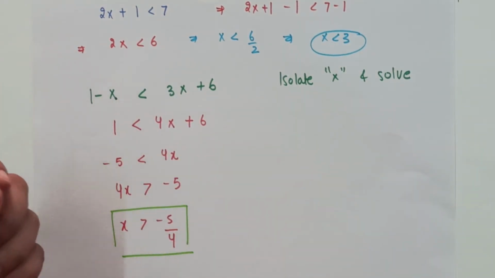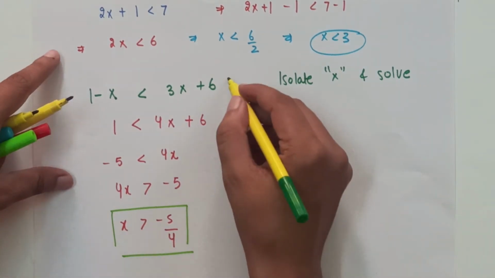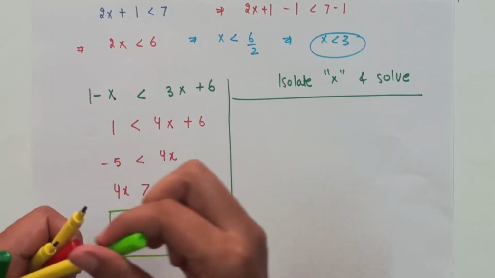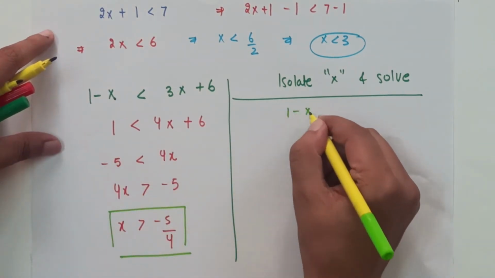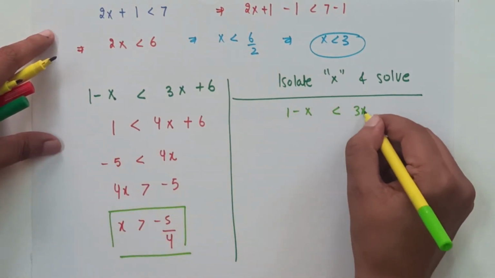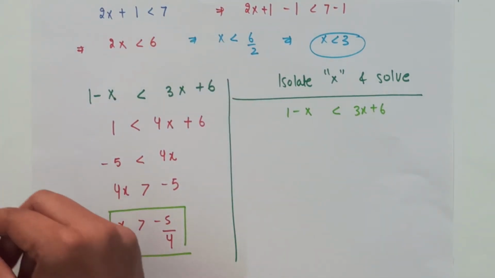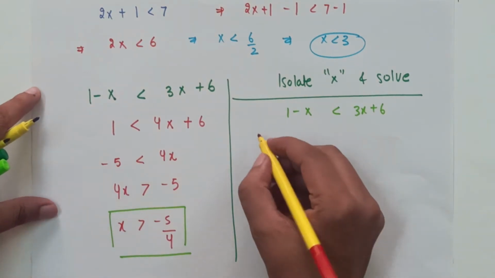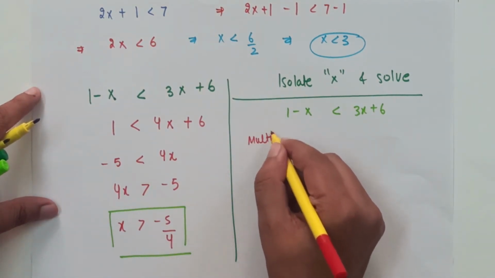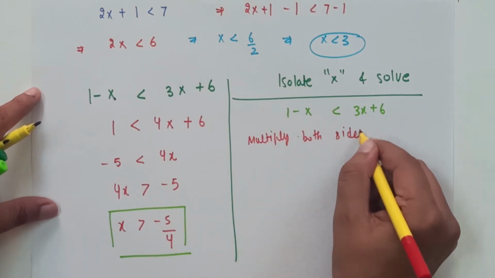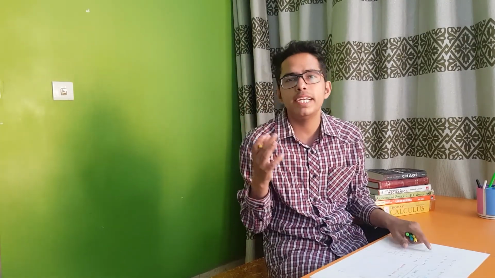Now we can also approach this same problem by a different method. Let's say I have the same expression, 1 minus x is less than 3x plus 6. Instead of doing it all algebraically again, I can multiply both sides by -1. I'm going to take the negative of both sides, and when you do that, the inequality flips over.